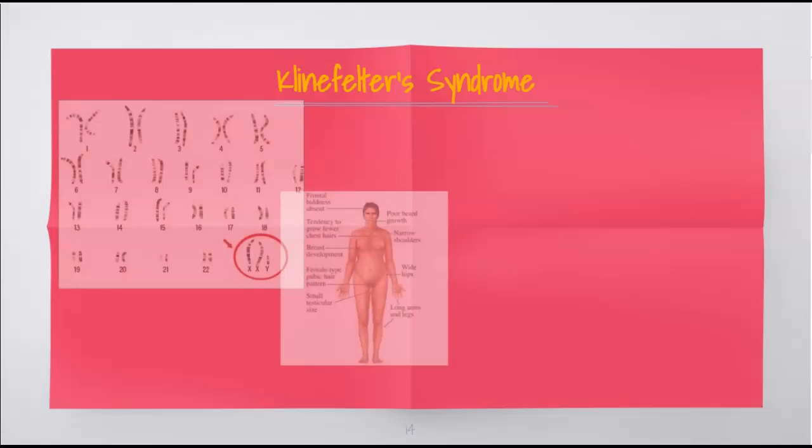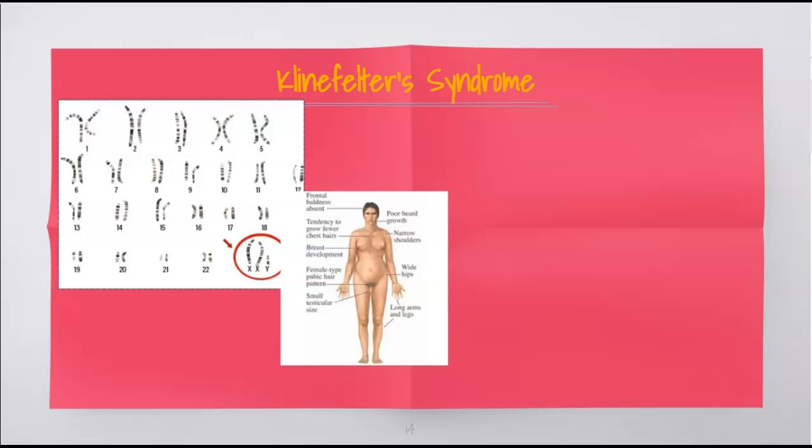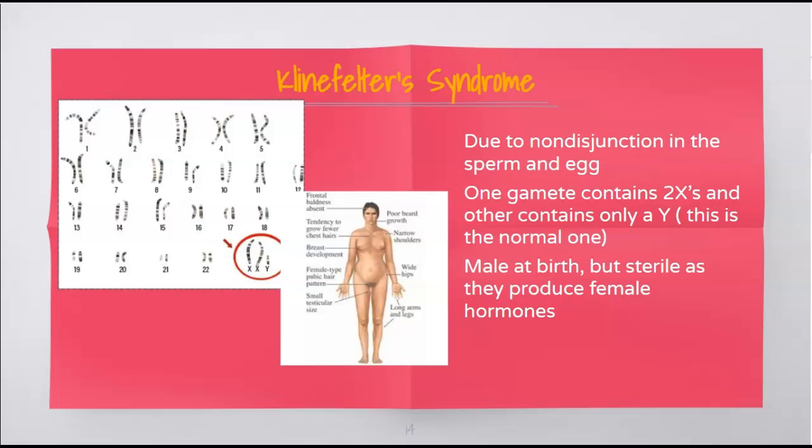Klinefelter syndrome is when you have too many chromosomes in the 23rd pair. So rather than having XX or XY, you have a combination of XXY. Again, this is due to nondisjunction in the sperm and the egg, okay? And this is when a gamete contains 2 X's and then contains a Y, okay? Now, because of the Y being present, we learned that Y is the determinant of testosterone and male characteristics. They are male at birth. However, although they have male external genitalia, they produce female hormones.